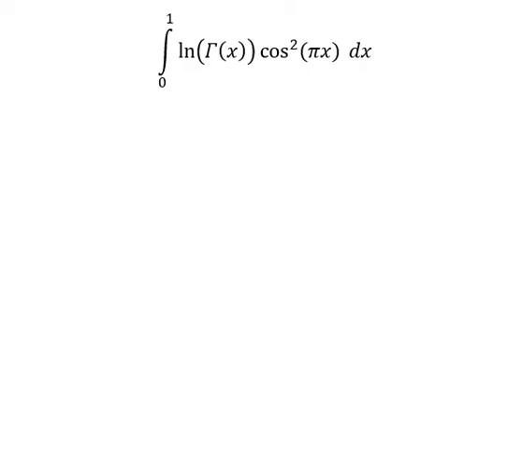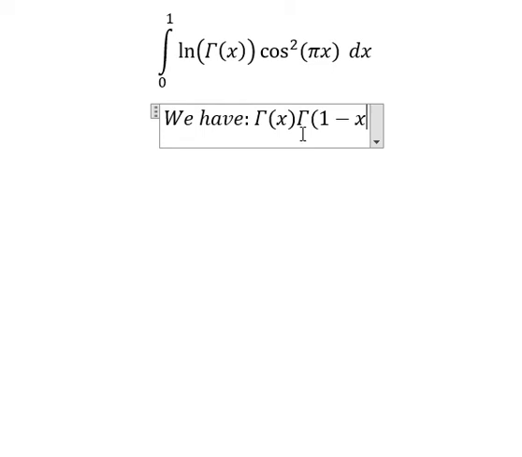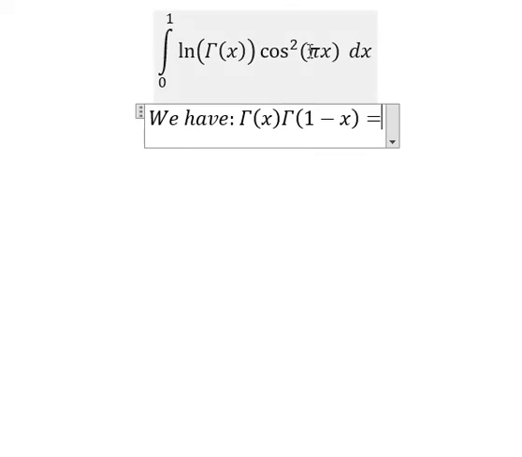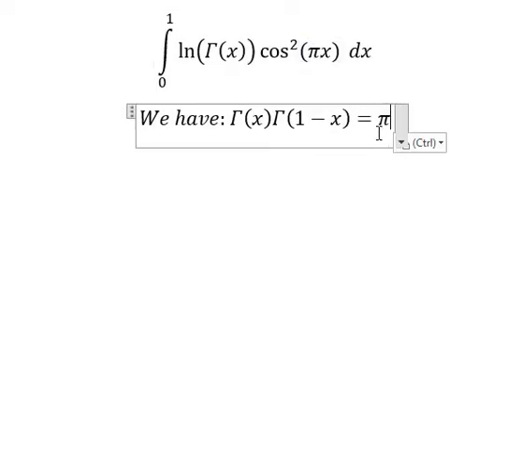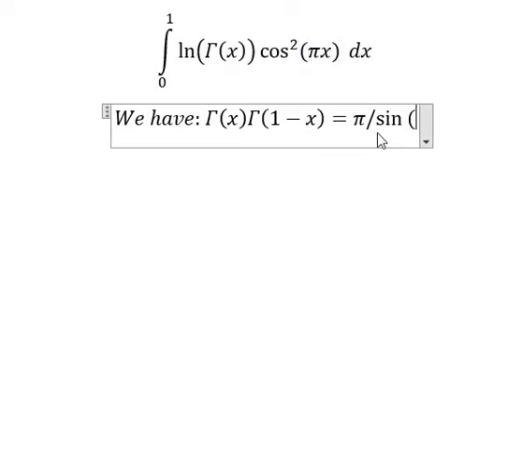The topic today is about integration. So now I will show you how to answer. We have the formula in here. That is about gamma s multiplied by gamma of 1 minus s equals to b over sine bs.